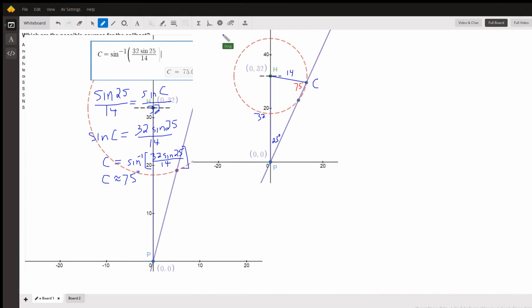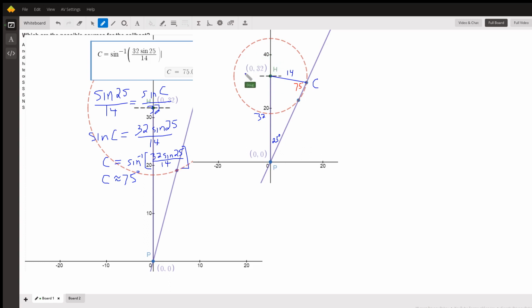This is a law of sines problem where there are two possible triangles. This graph depicts the path of the boat as it left the port, north 25 degrees east. So it's heading out this way and it turns. It knows that it's 14 miles from this harbor here, which is 32 miles north of the port.